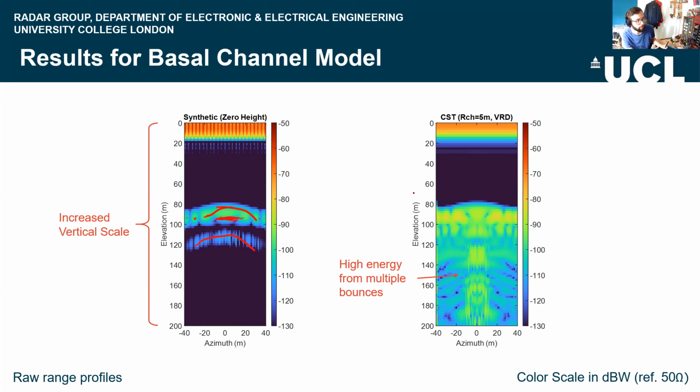And then if we compare this with the CST model, we can see that there's basically a much higher energy contribution and an extended range across all of the, so any range greater than 100 meters. So there are two factors that give rise to this. The first one is that in our CST model, we're actually simulating a 3D geometry.